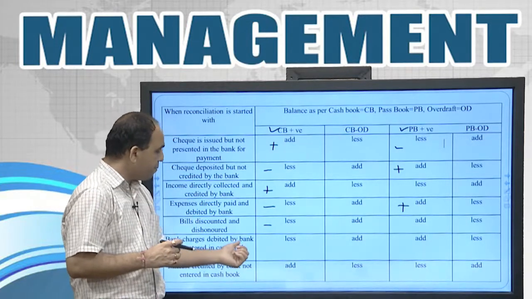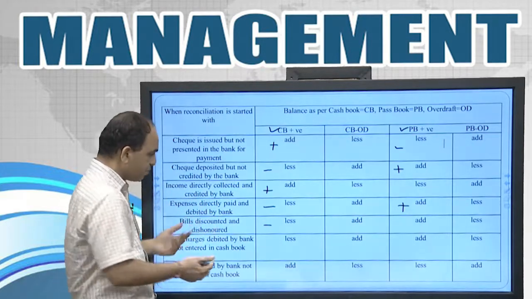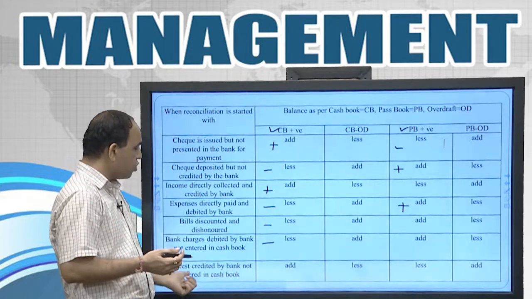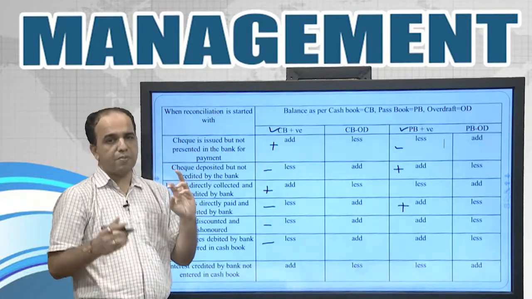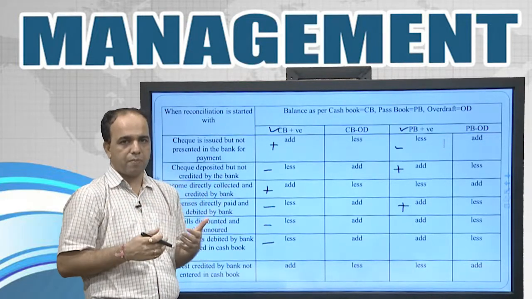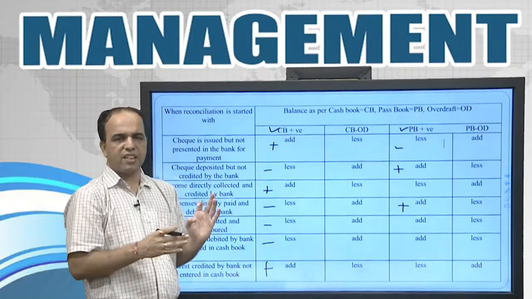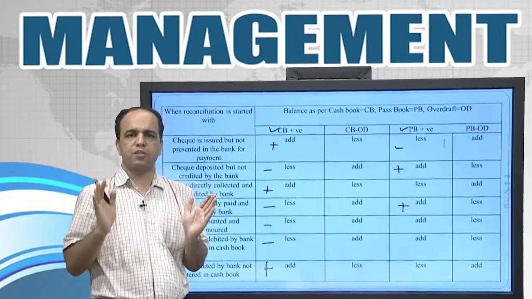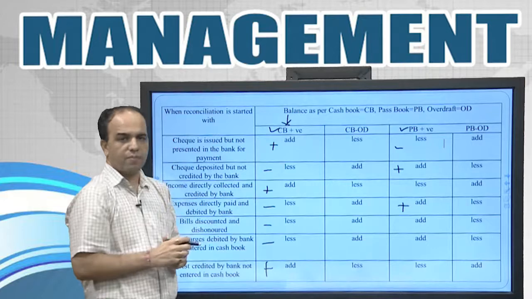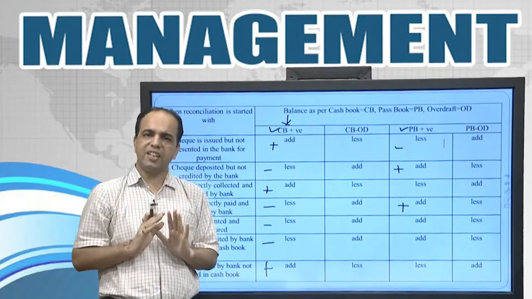Friends, bank charges debited by bank not entered in cash book. So, charges are debited but not entered in cash book, so we have to deduct it, right. Interest credited by bank but not entered in cash book, so in cash book we have to increase the amount of bank balance. So, it is added. Friends, this is a summary of all the transactions that generally happen between the cash book and passbook, but I advise you to always put more emphasis on the cash book column. If you understand the effect in the cash book column, the remaining effect you can give very easily.